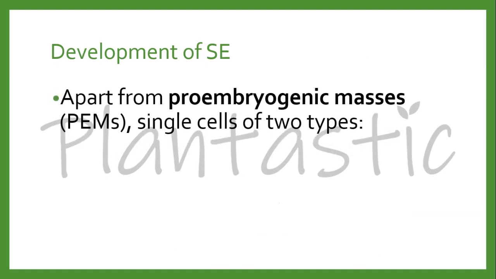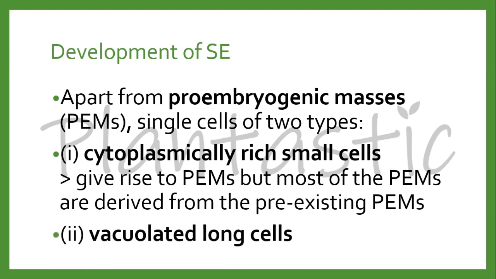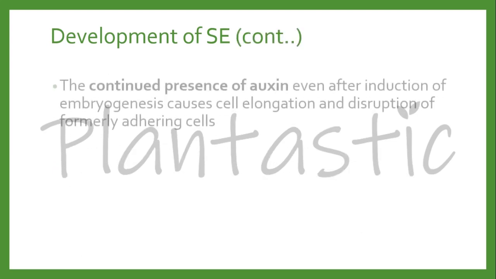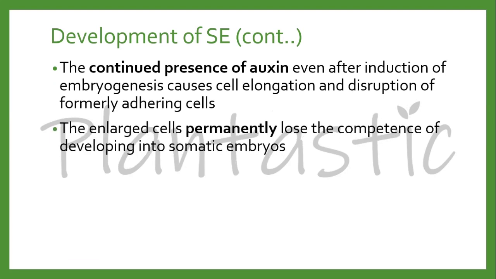Apart from the pro-embryogenic masses, which are known as PEM, there are two types of single cells, which are cytoplasmically rich small cells that give rise to PEM, but not most of the PEM are derived from pre-existing PEM. The second type of cell will be the vacuolated long cell. The continued presence of auxin even after the induction of somatic embryogenesis causes cell elongation and disruption of the formerly adhering cells. Therefore, you will see some enlarged cells that permanently lose the competence of developing into somatic embryos.